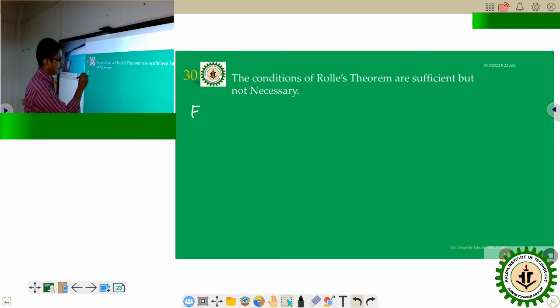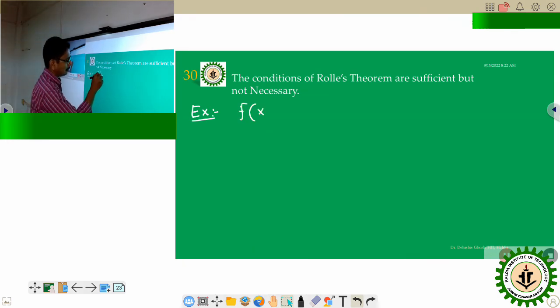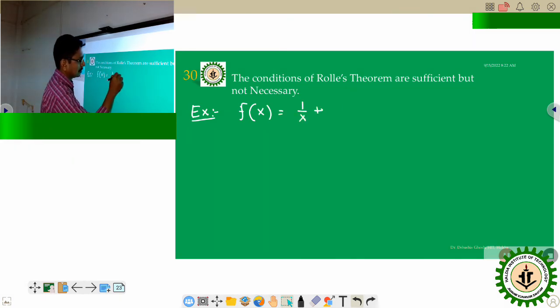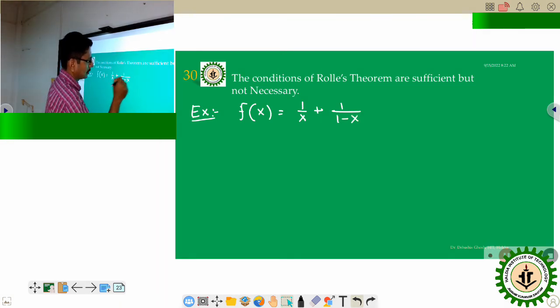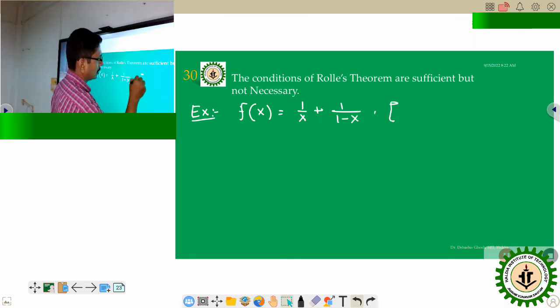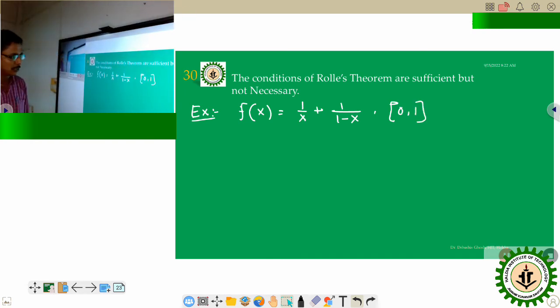We consider the function, suppose f of x equals 1 by x plus 1 by 1 minus x over the interval 0 and 1. Then it is very obvious the function is actually not defined at the points 0 and 1. So there is no question of testing continuity at these two terminal points, because the function is not defined there.